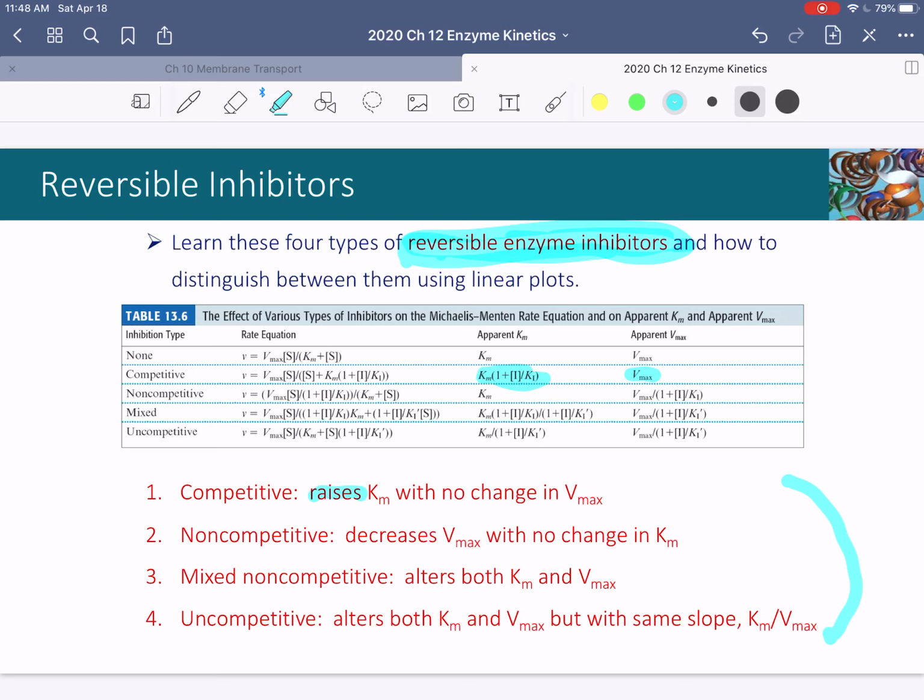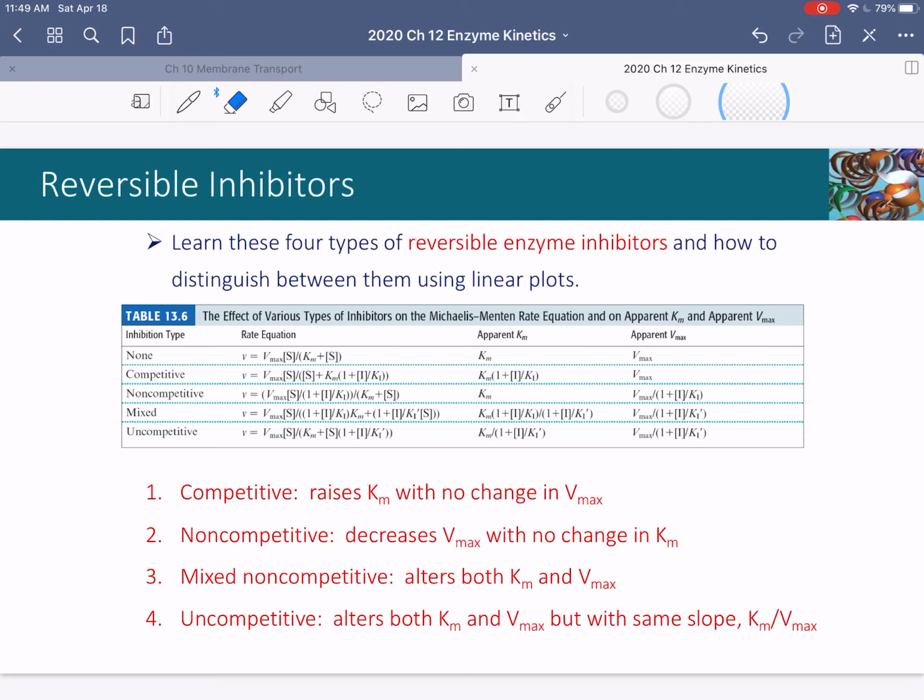All right, that's competitive. Non-competitive inhibition is characterized by a decrease in Vmax with no change in Km. Okay, so let's look at that on the table. Non-competitive inhibition, which has a different rate equation because of the presence of the inhibitor, has an unchanged Km, but a change in Vmax. In fact, look, it's the denominator that's increasing. So that means you're going to be decreasing your Vmax. Okay? So that's what characterizes non-competitive inhibition.